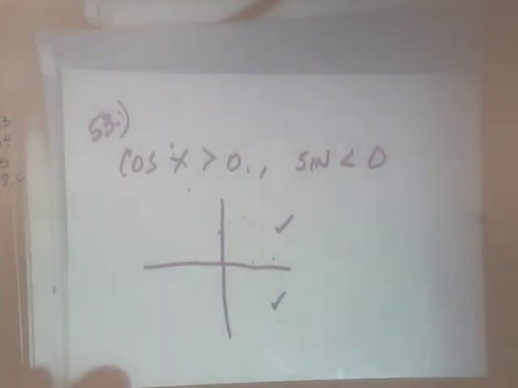All right, 53. So it says the cosine of x is greater than 0 and the sine is less than 0. It wants to know which quadrant. So the cosine is the x value. Where is the x value positive? It would be here and here, yes? Okay. Sine is the y value. Where is the y value negative? Down here, right? So that'd be here and here. So the one that has the 2 checks is the answer. That's quadrant 4, yep.